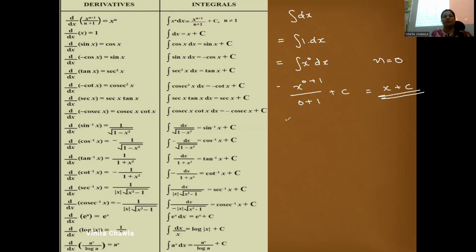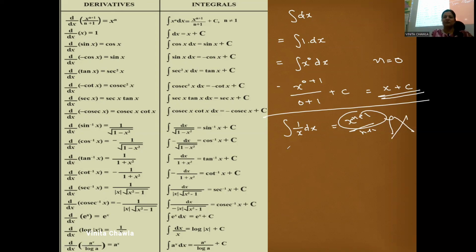What if I have 1 by x dx? So can we integrate this using the same formula? No. I'll show you how. If we write it this way, we cannot use this formula. We cannot use this formula. Okay? Correct? Try it and show me.